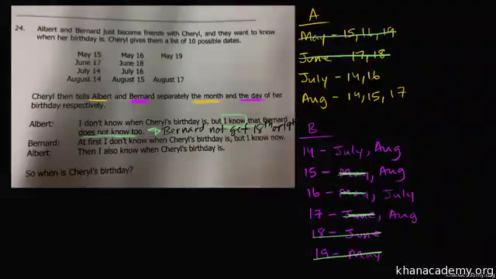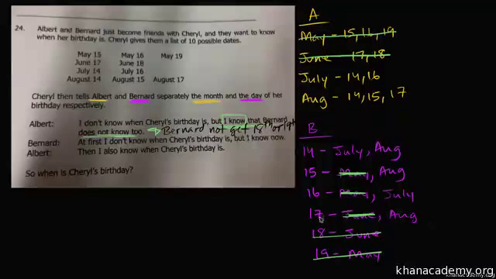Now Bernard, and once again, at any point, if you get so inspired, please pause the video and continue on with the deductive reasoning that we have started. All right. Now Bernard says, at first, I didn't know when Cheryl's birthday is, which is fair because it wasn't the 18th or 19th, which Albert already knew. But now I know. So before he didn't know, but now he knows. So if now he knows, what are the possibilities?